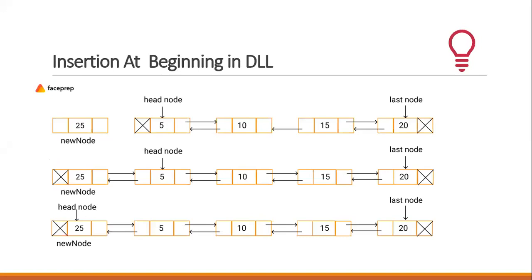Fine. So now let's see what exactly happens when we want to insert a node at the beginning. Okay, this is one linked list which is already given, having the values 5, 10, 15, and 20.